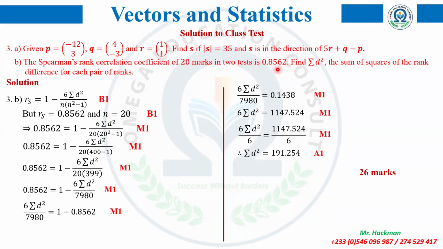So you've been given the Spearman's correlation coefficient, you know your coefficient. Find the summation of d squared. So summation of d squared is the sum of the squares of the rank differences for each pair of ranks. So you know this, even without this information, you should have known that that is the meaning of what you have there, if you have done that particular topic.